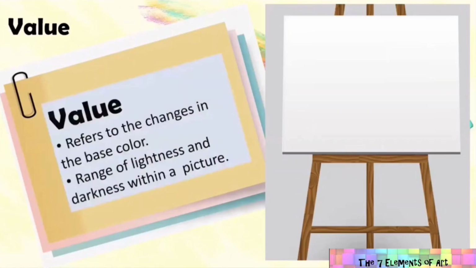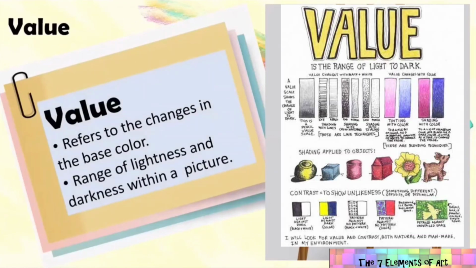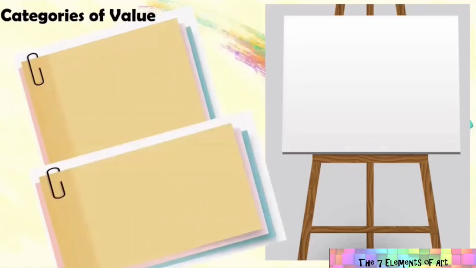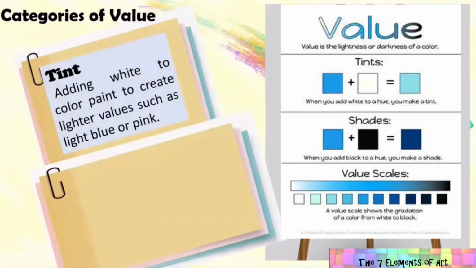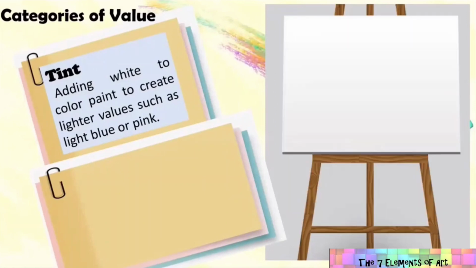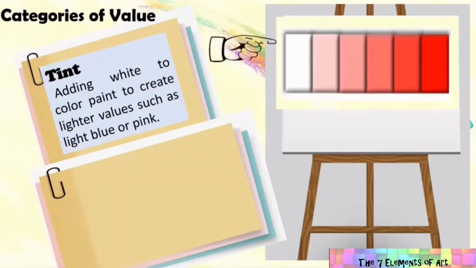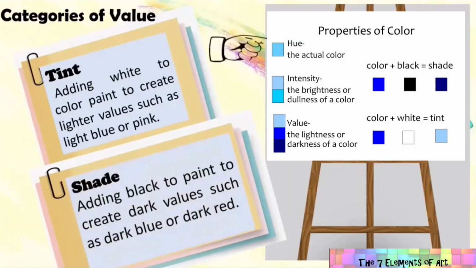Next, we have value. It refers to changes in the base color range of lightness and darkness within a picture. We have categories of value. Number 1, we have tint, adding white to color paint to create lighter values such as light blue or pink. Next, shade, adding black to paint to create dark values such as dark blue or dark red.